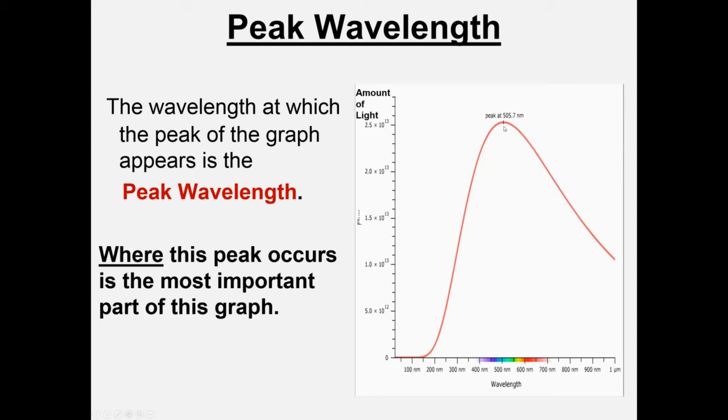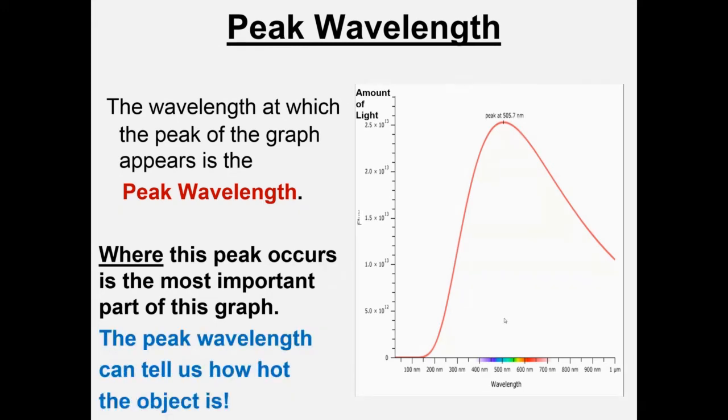And if you can figure out where the peak wavelength is, which you can by just looking at it, there it is, right there, right? Done. Then you can relate that to the temperature. The peak wavelength can tell us how hot the object is. And that's the big key for today, right?